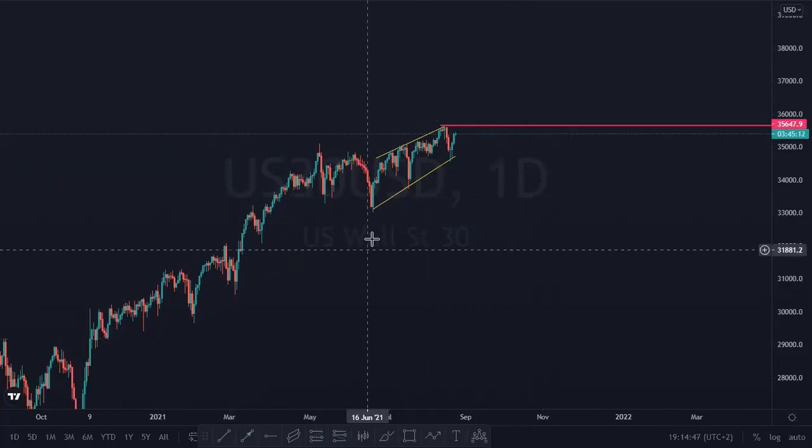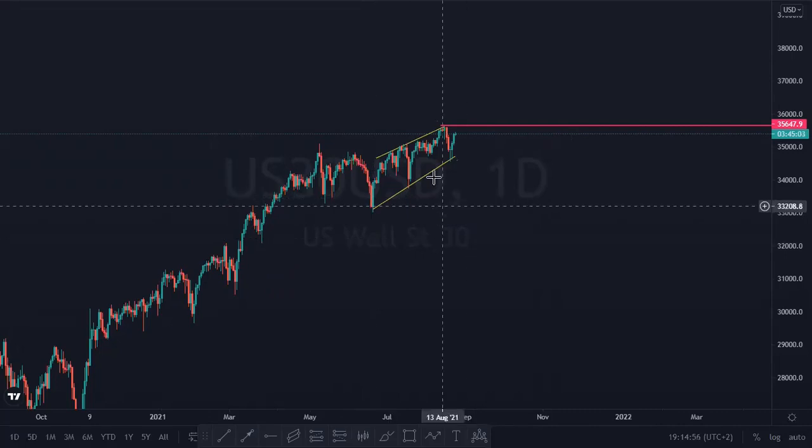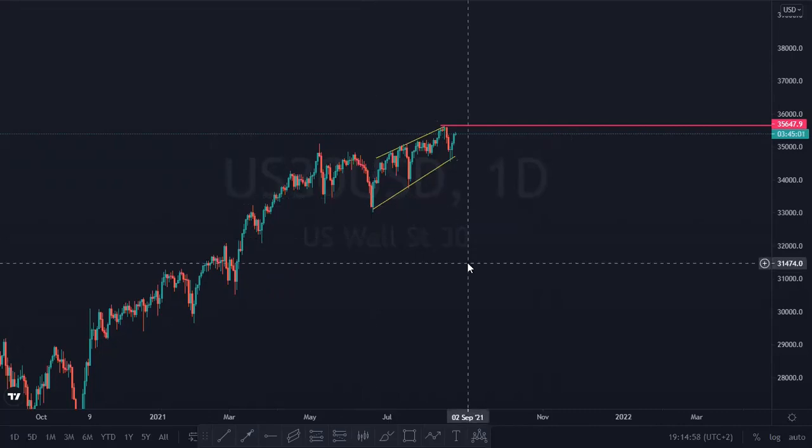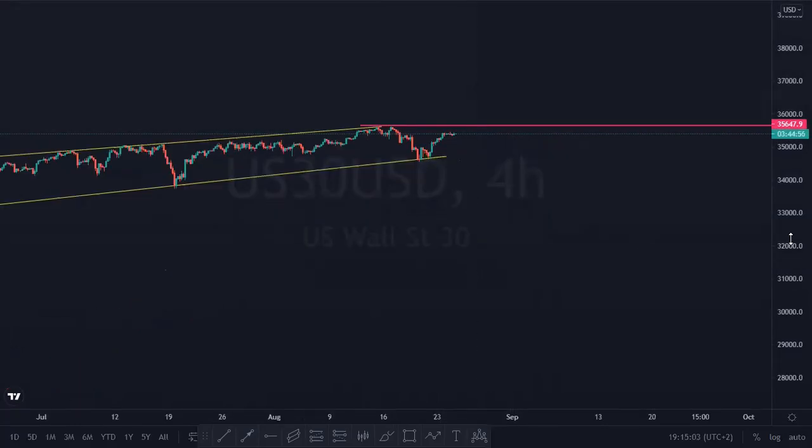Let's start. We're starting here. When you start from here, it was the 21st June 2021. Start here, which is this year. Okay, cool, guys. Let's move to the 4-hour time frame now and see what is there on the 4-hour time frame.